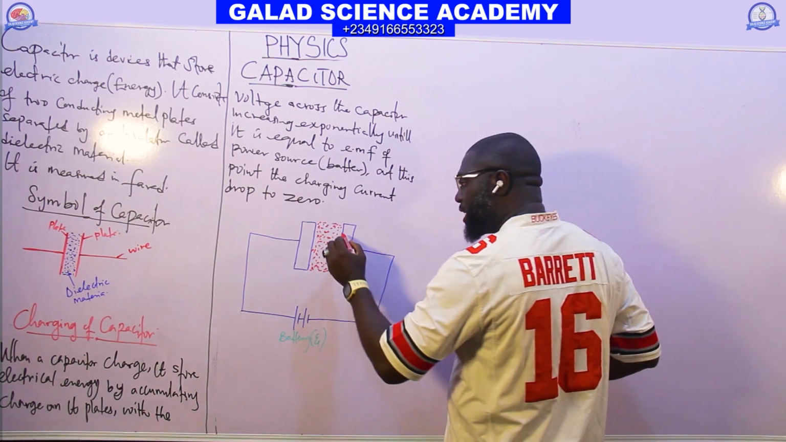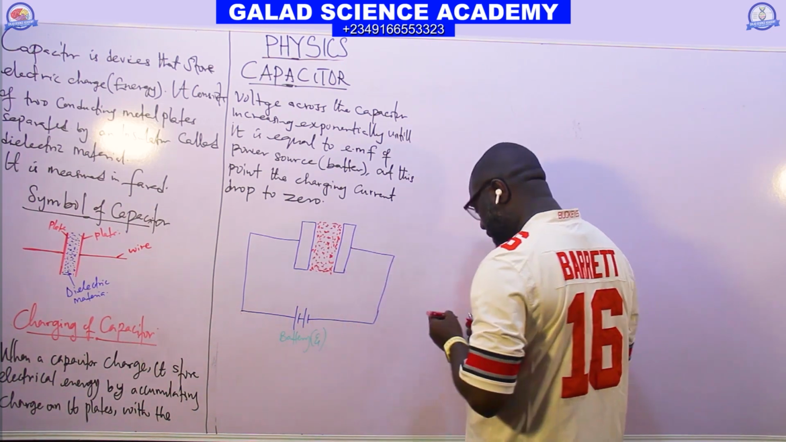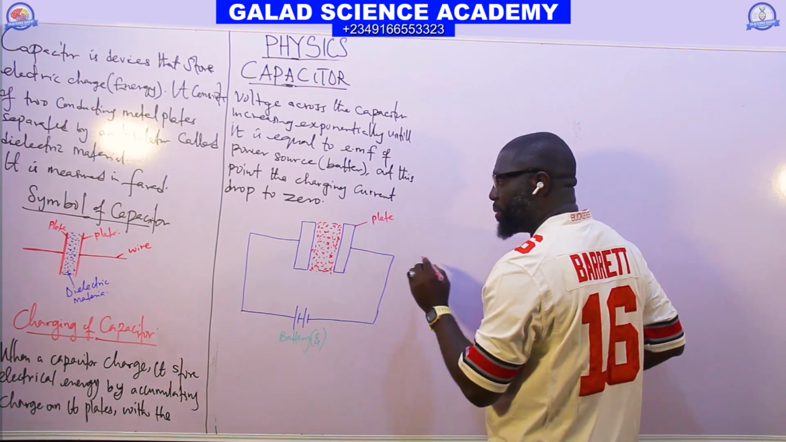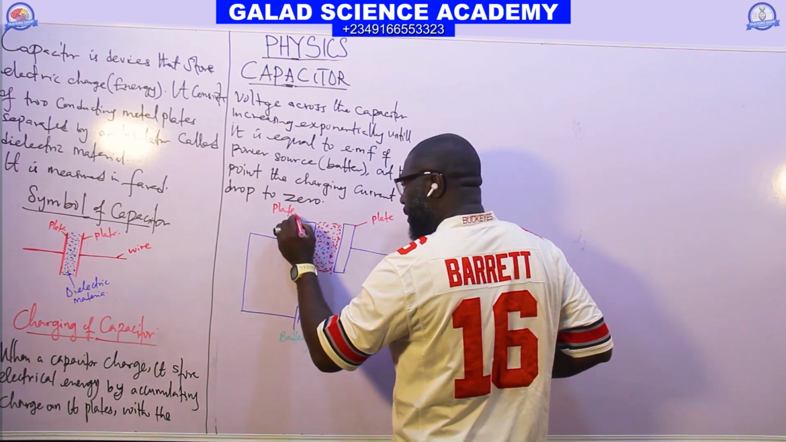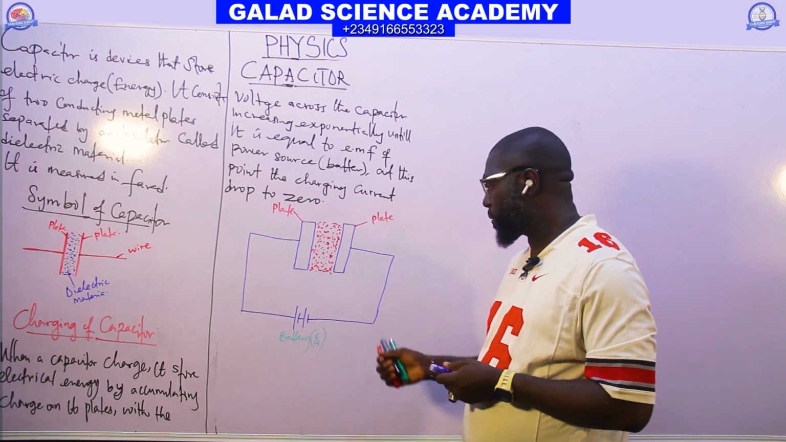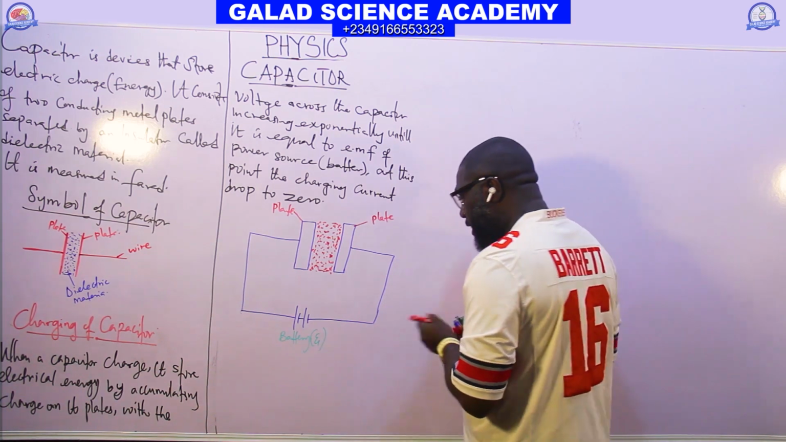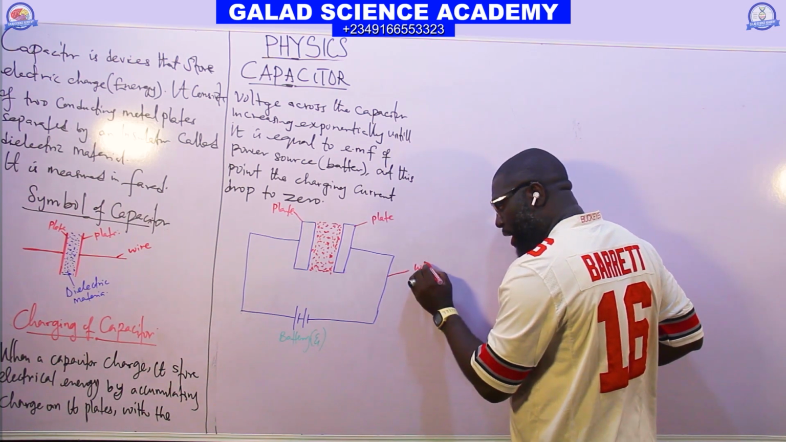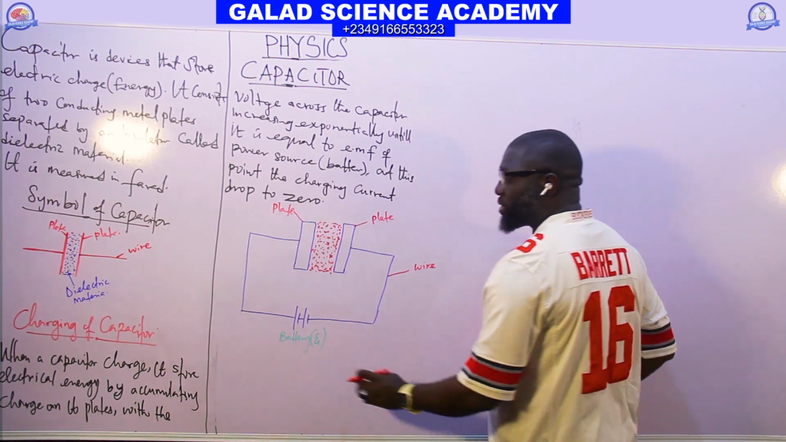So this is the insulator. In between we have the plate. This is what we call a metallic plate, and this is also a metallic plate. And again, don't forget, this thing we have here is a wire that connects the capacitor to the battery.